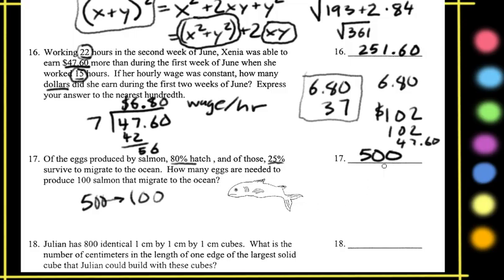And you can check your answer by saying 80% of this, right? So that would be 400, and then 25% of that would be 100.